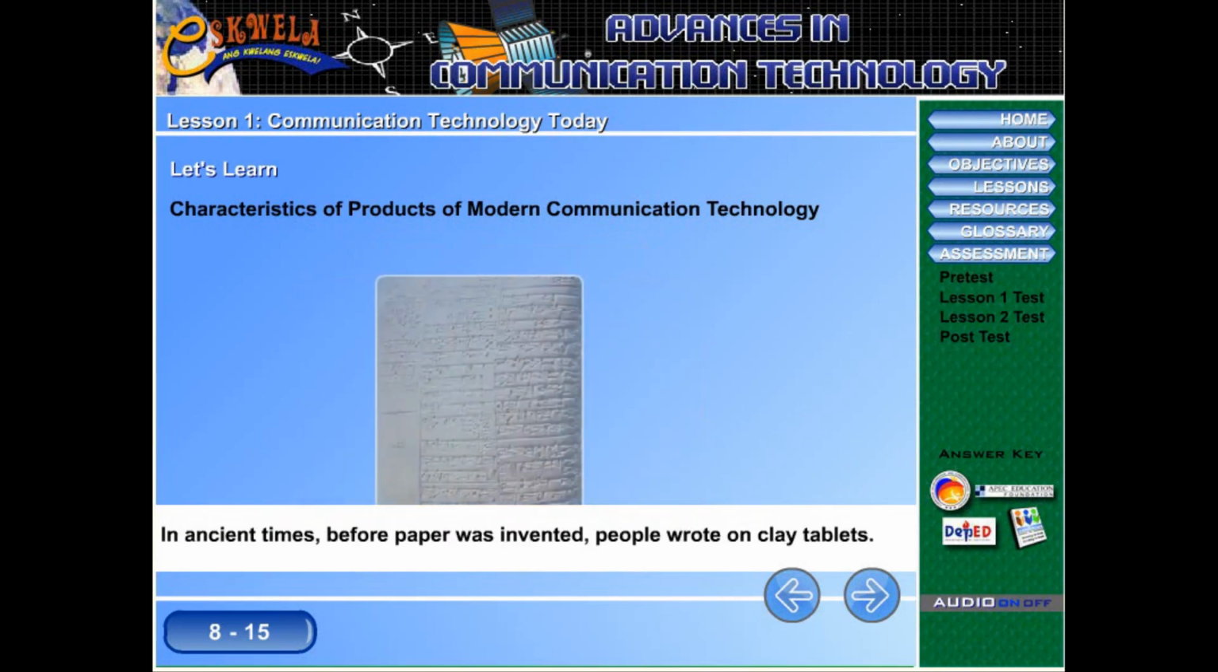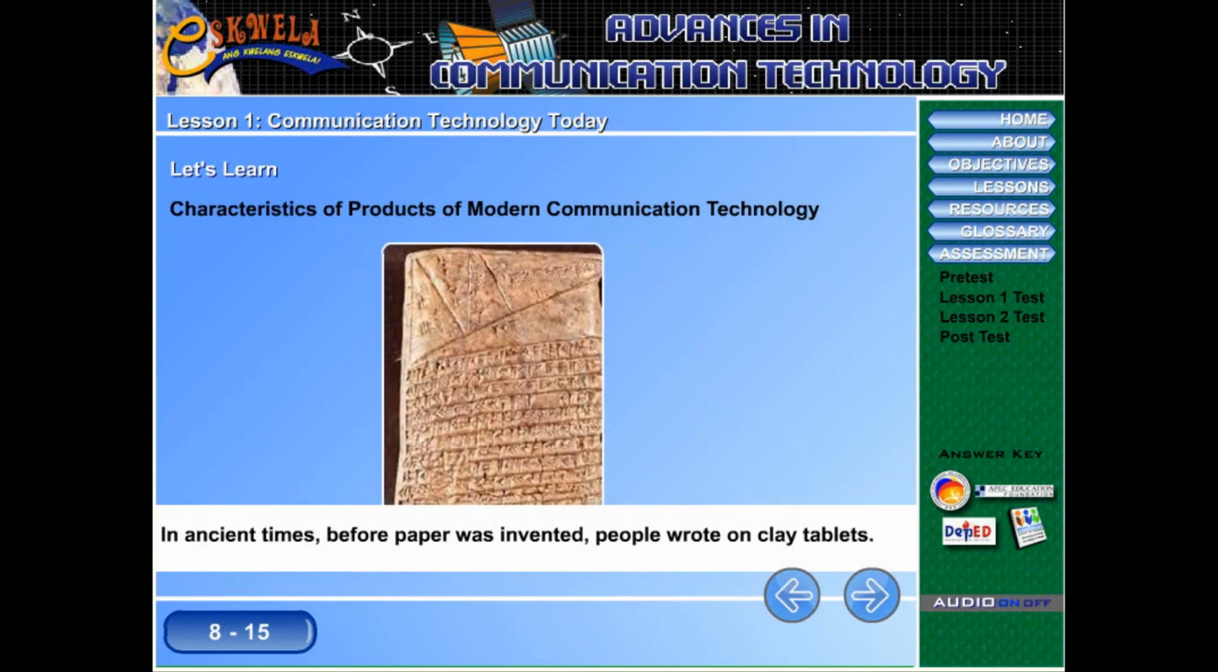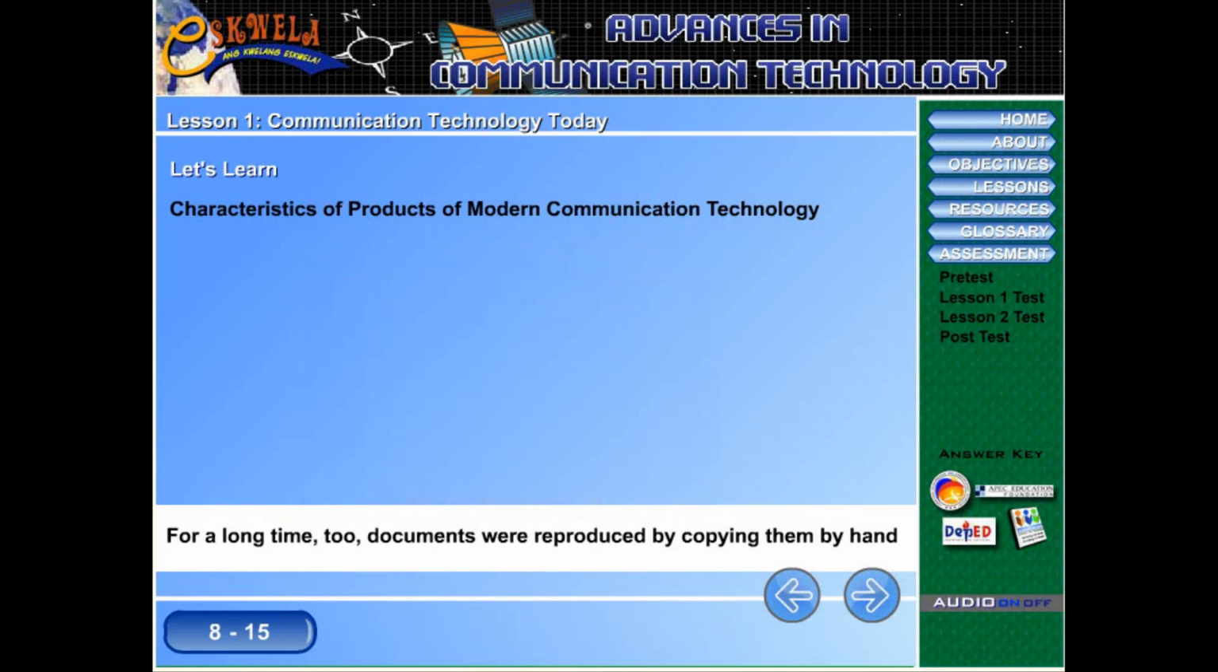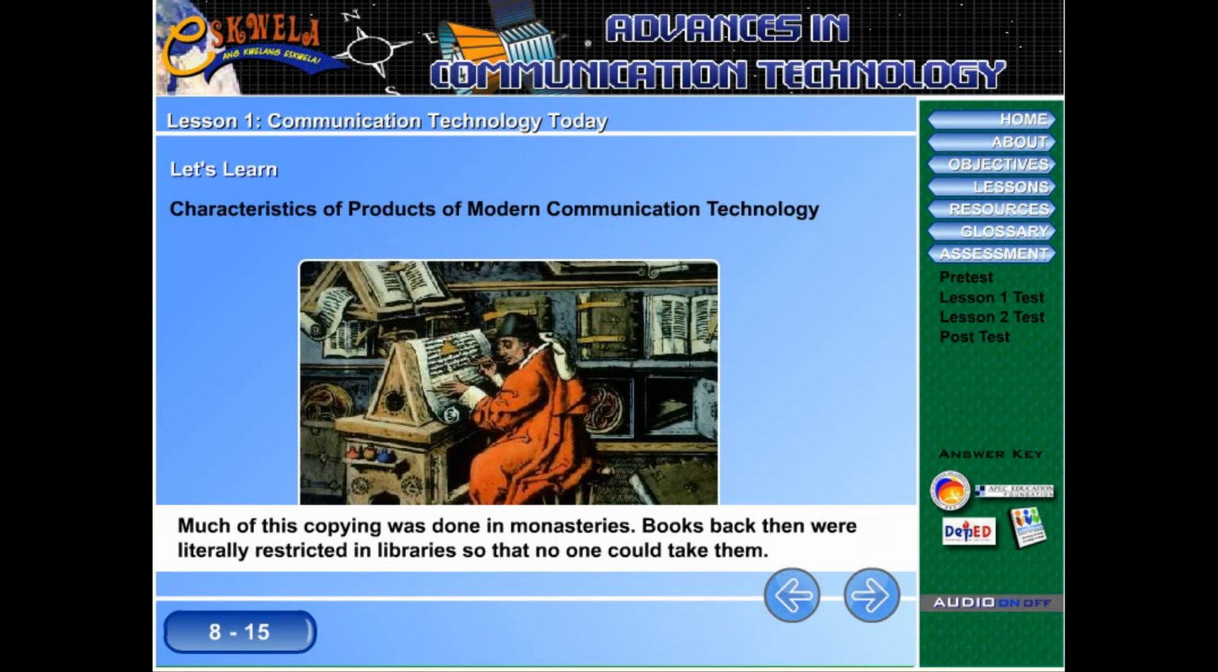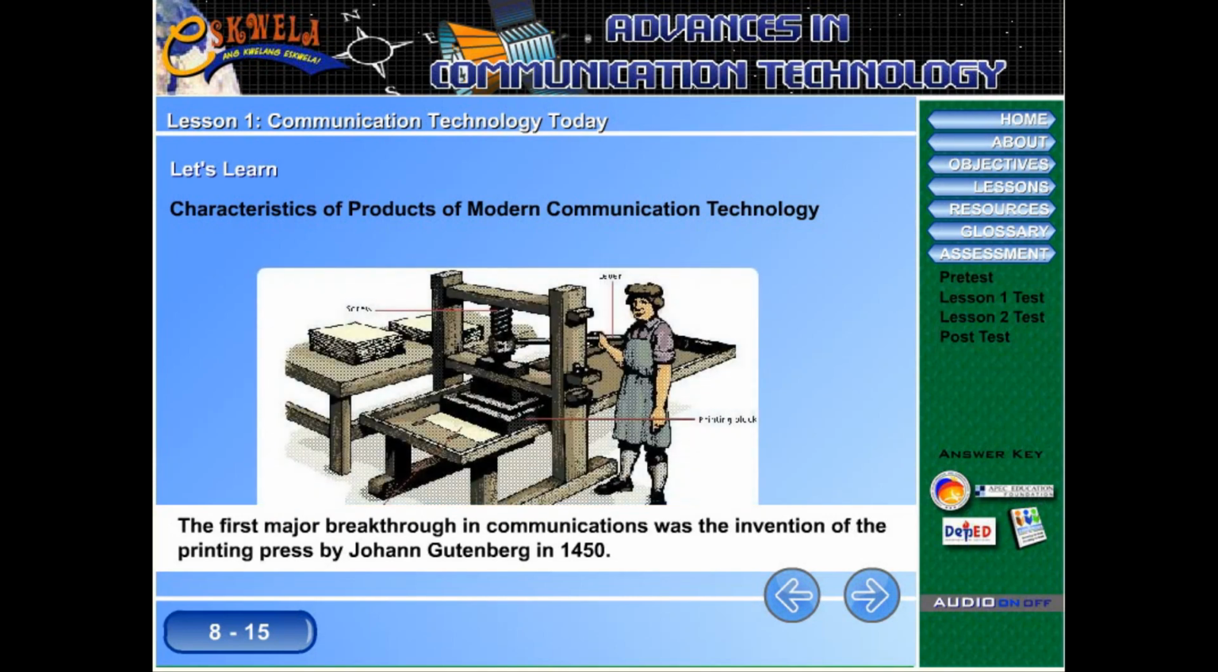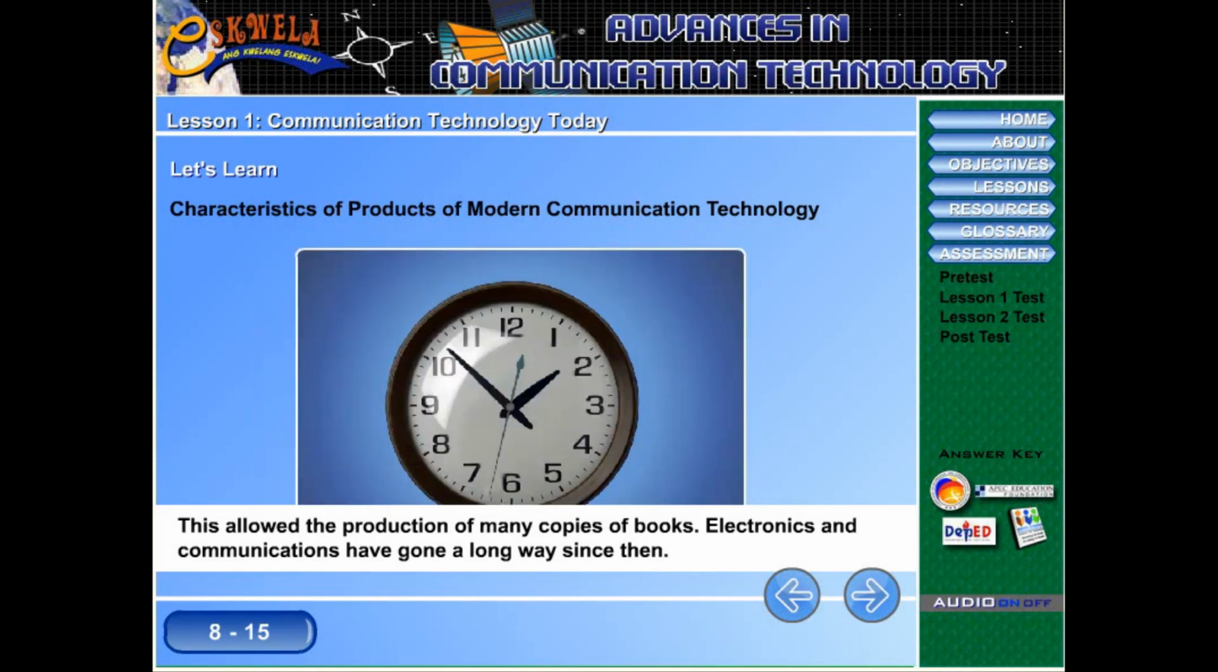In ancient times, before paper was invented, people wrote on clay tablets. For a long time, too, documents were reproduced by copying them by hand. Much of this copying was done in monasteries. Books back then were literally restricted in libraries so that no one could take them. The first major breakthrough in communication was the invention of the printing press by Johann Gutenberg in 1450. This allowed the production of many copies of books.